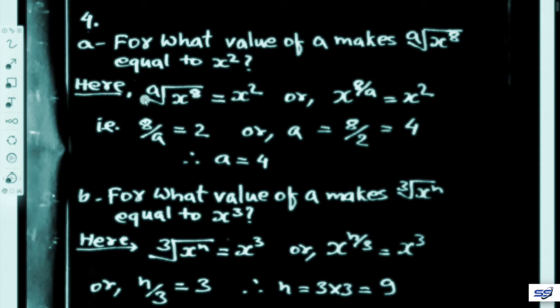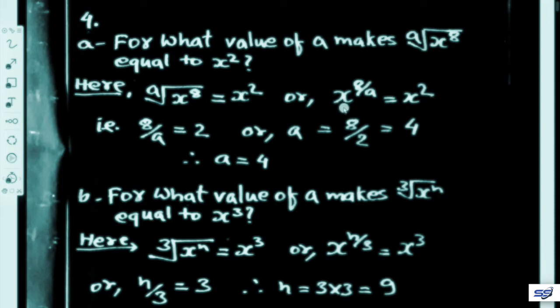Here again we see the a-th root of x to the power 8, where a is inside the root, equal to x squared. Since a is in the root, it shall be placed at the bottom of 8, or we can say it shall be multiplied to the power in the form of 1 upon the given number, so it becomes 8 multiplied by 1 upon a, which is 8 upon a. So x to the power 8 upon a equals x squared.